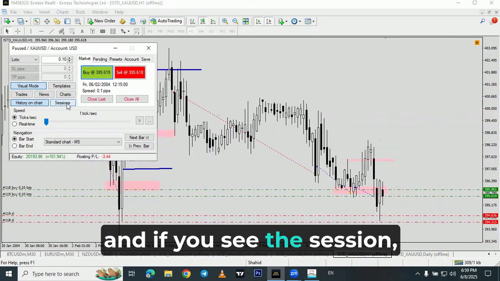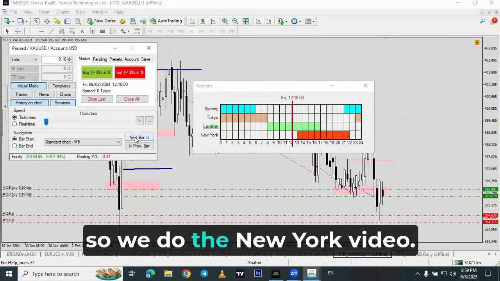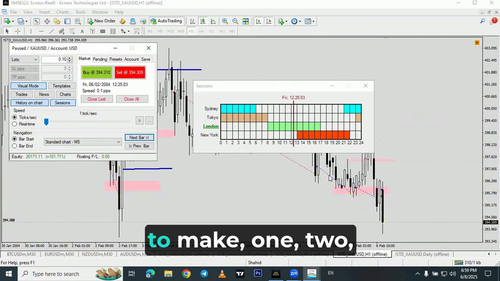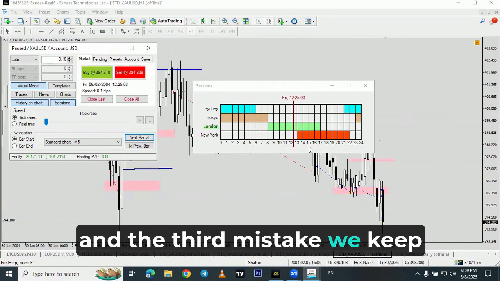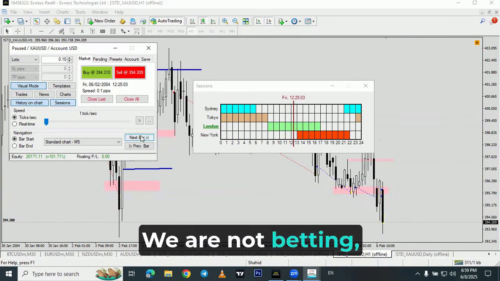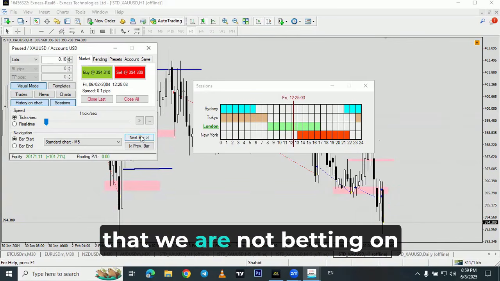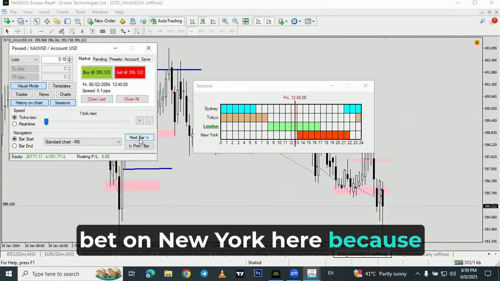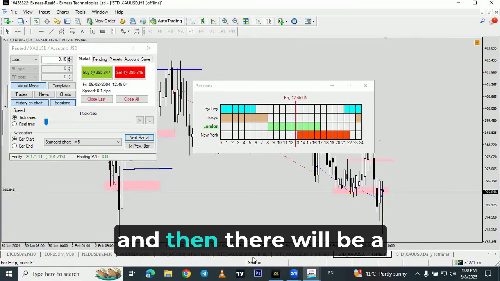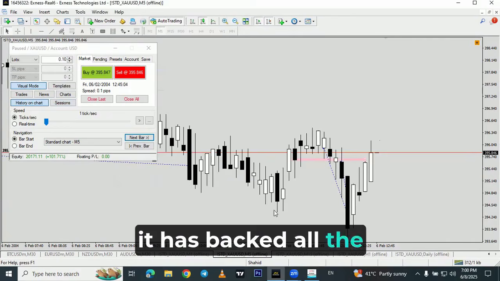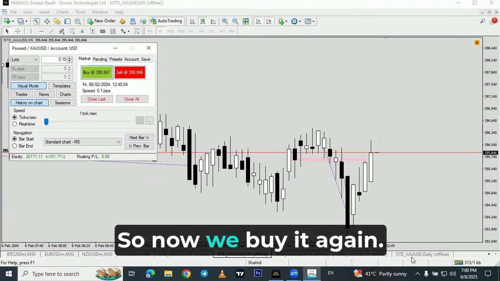And if you see the session, New York is about to open. So we do the New York video. In New York, what liquidity is there? How many such trades do we have to make? One, two. And the third mistake we keep making is not waiting. We are not waiting, meaning we are not patient, we are not waiting on New York. We wait here for the New York open because all the liquidity will build, and then there will be a collapse here because now New York has come. It has taken all the liquidity here. So now we buy it again.